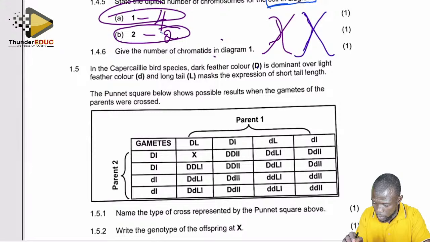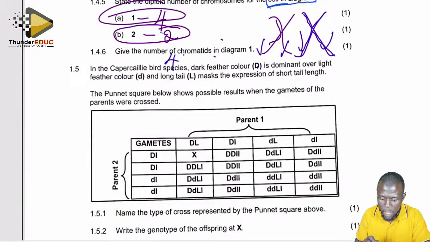Check. It's this. Then it's that. So it's this one. If I have 2 chromosomes, it's going to be 1, 2, 3, 4. So the answer here becomes 4.